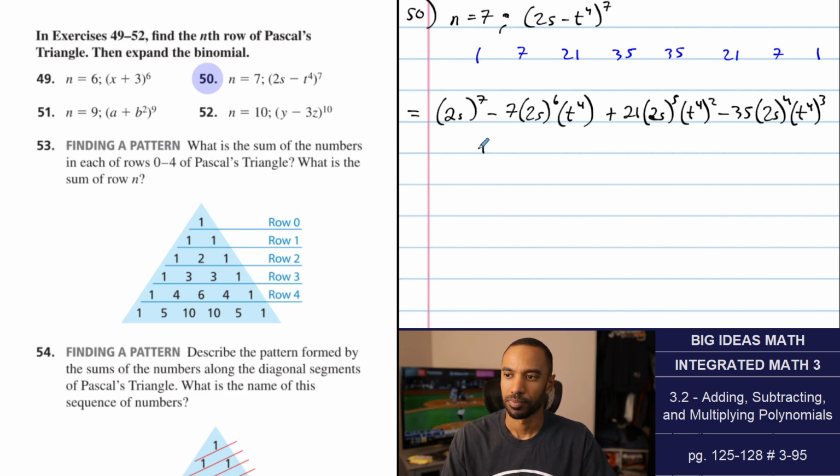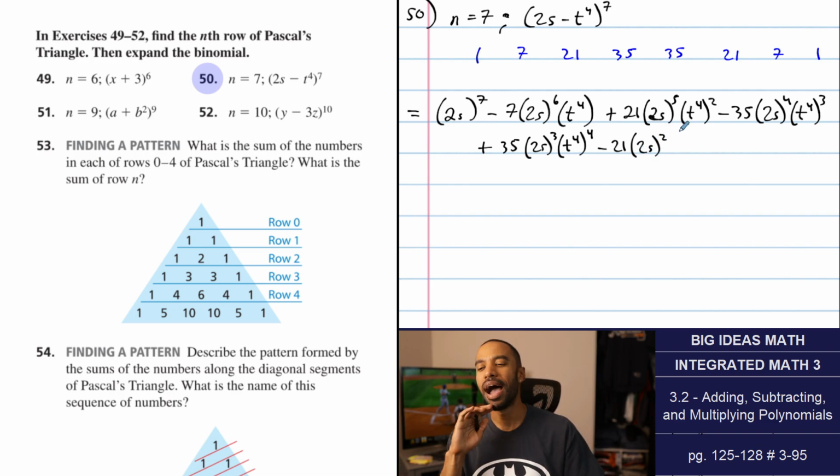Plus 35 times 2s cubed times t to the 4th minus 21 times 2s squared. Oh, I think that's what it was.